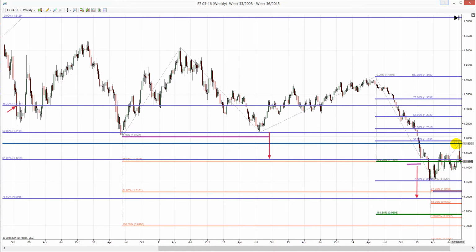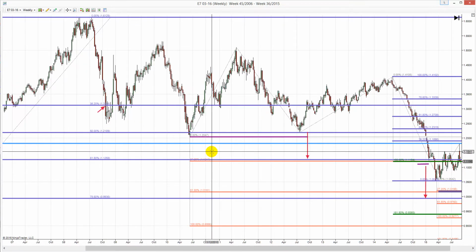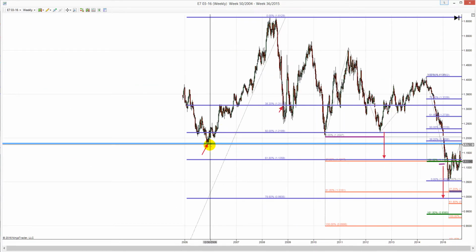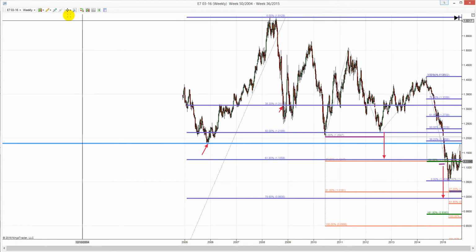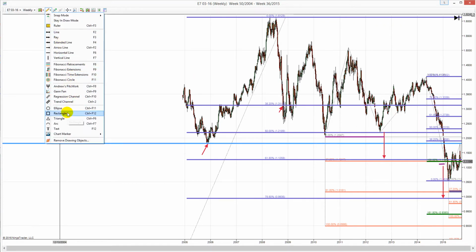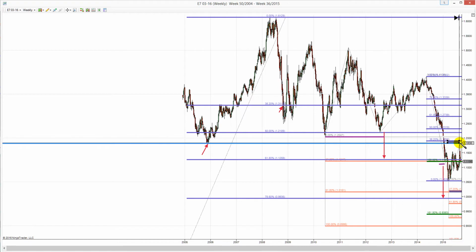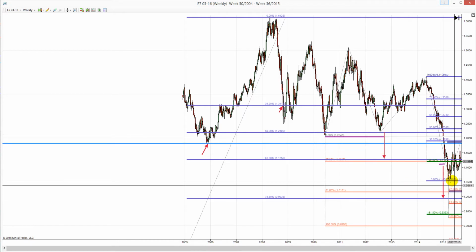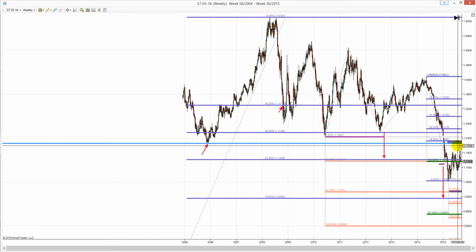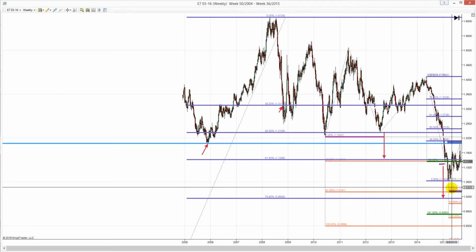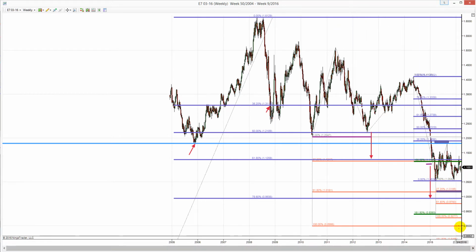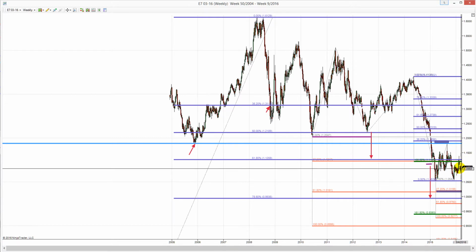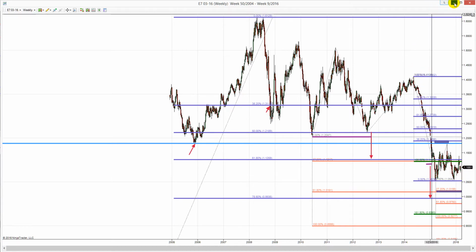Okay, we made exactly that level and started to decline. So unless we break those levels here, we're going to go down and probably see those levels. Okay, so that's where we are right now. That's the weekly chart. Let's go to the daily chart.